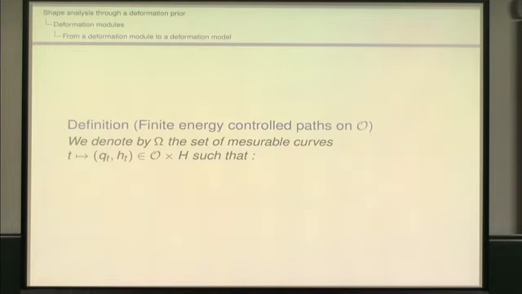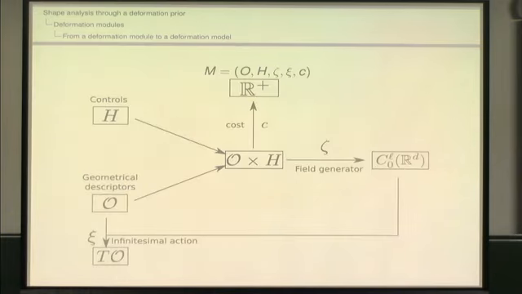We'll consider what we call finite energy control paths, which are trajectories of geometrical descriptor and controls such that at each time the speed of the geometrical descriptor is equal to the application on itself thanks to the infinitesimal action of the vector field which is generated by this geometrical descriptor at this time and the control at the same time thanks to the field generator. So what does it mean?